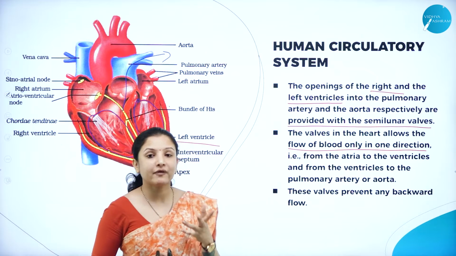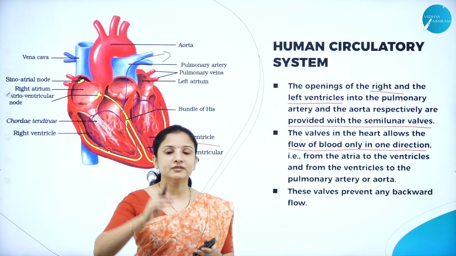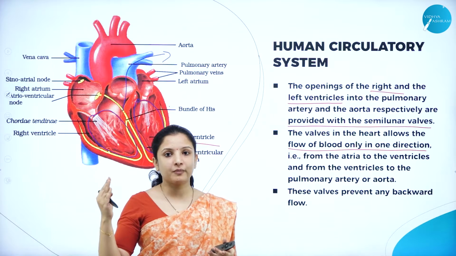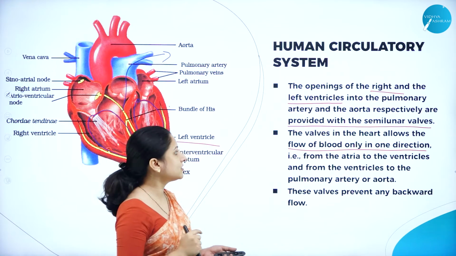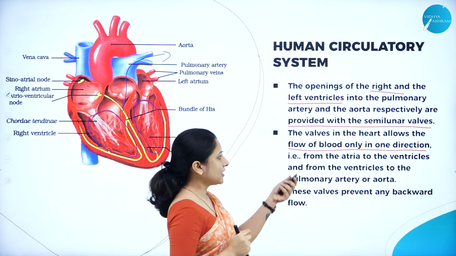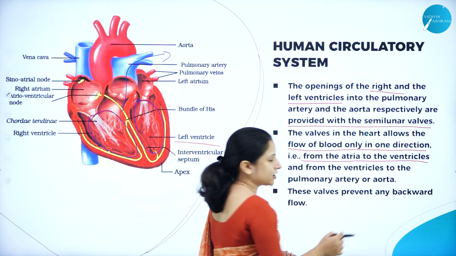Now these walls, why were the walls important? Because the blood should not revert and flow back, because the flow of blood should be unidirectional. So that is the reason why walls are very important. That is, from the atria, the blood has to flow to the ventricles.